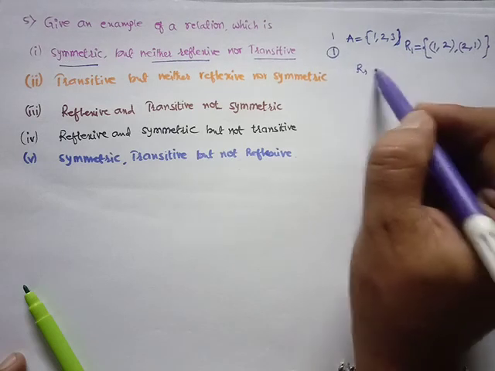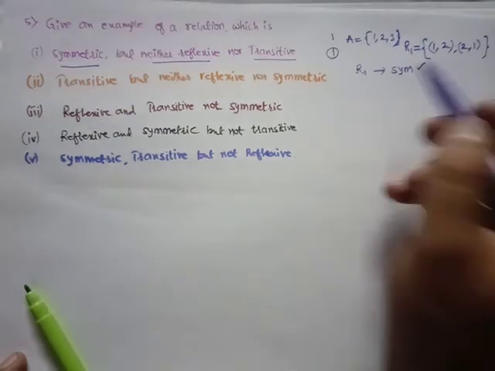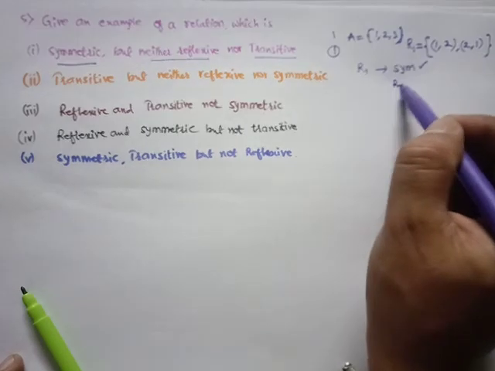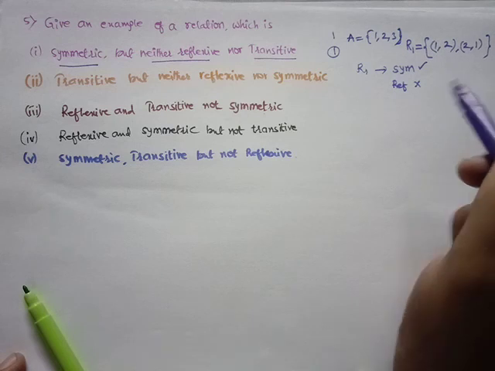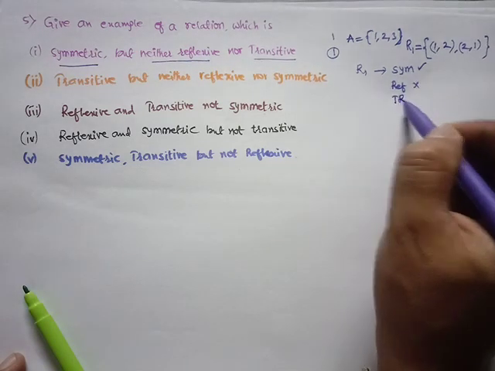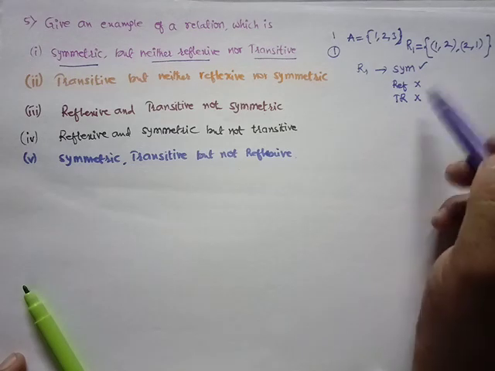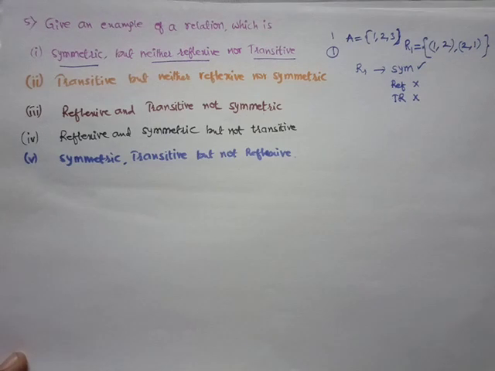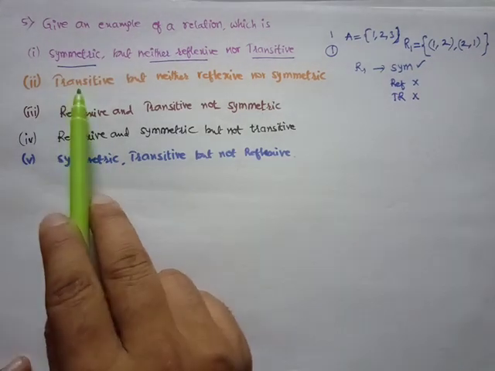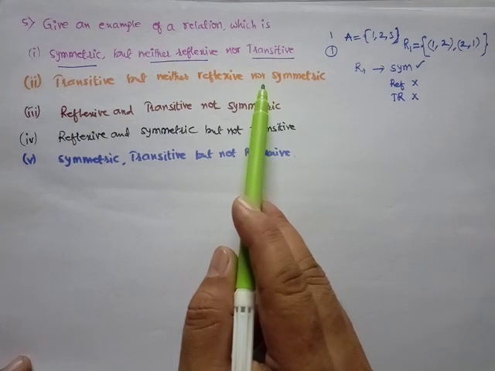So R1 is symmetric, but it is not reflexive, because (2, 2) and (3, 3) are not present, and it is not transitive also, because (1, 2) and (2, 1) are present, but (1, 1) is not present. So that is for your first question. Now come to the second question. It should be transitive but neither reflexive nor symmetric.